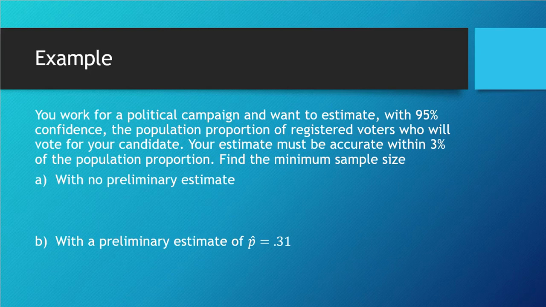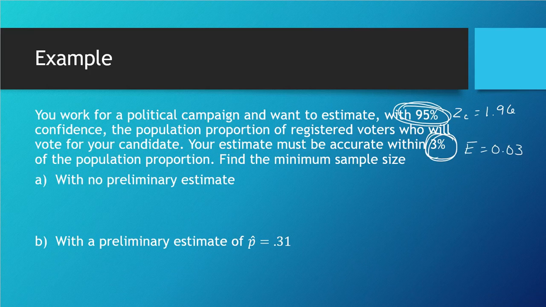We work for a political campaign and want to estimate with 95% confidence. All right, so that means our Z sub C is going to be 1.96. The population proportion of registered voters who will vote for your candidate. Your estimate must be accurate within 3%. So that right there tells me that E is going to be 0.03 because we're going to take that percent and write it as a decimal.